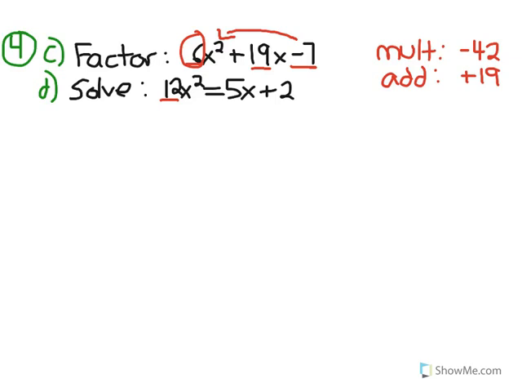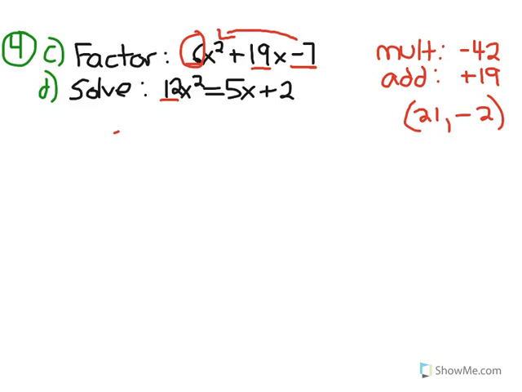So let's go through some numbers that might work for this. So we've got 6 and 7 might come to mind right off the bat. Those can't add to 19. We've got 21 and 2. Oh, and those are 19 apart. So there we go. That's perfect. So we've got positive 21 and negative 2. The reason I knew it was positive 21 and negative 2 is because I had to add to positive 19, so we needed more positives than negatives.